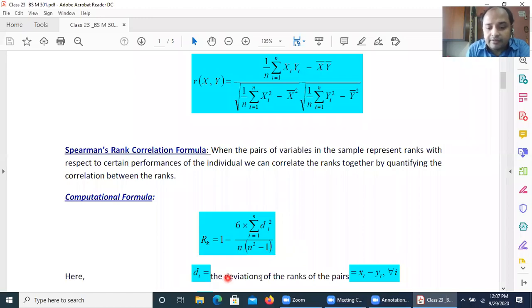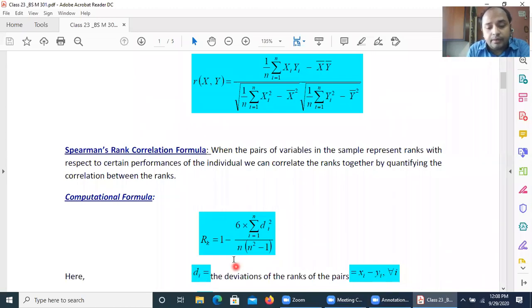Di is the deviation of the ranks of the pairs, and it is given by the formula xi minus yi for all i. What is xi? Maybe xi are the ranks of the students in the mathematics examination. Xi is the rank of the ith student in the mathematics examination. Yi is the rank of the same ith student in the statistics examination. The difference of these two is denoted by di.